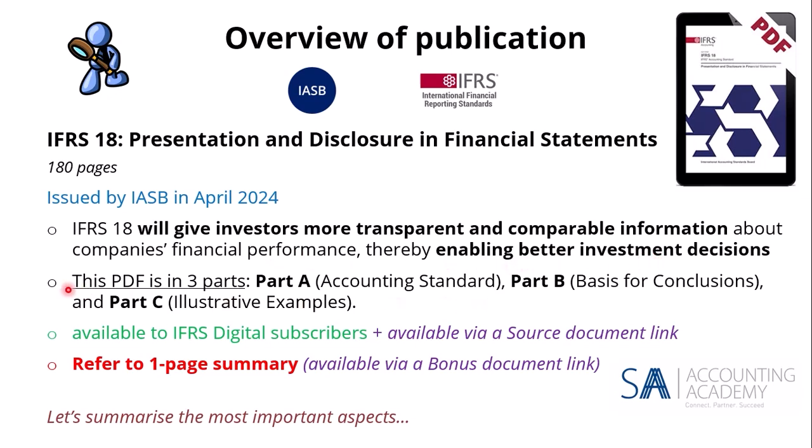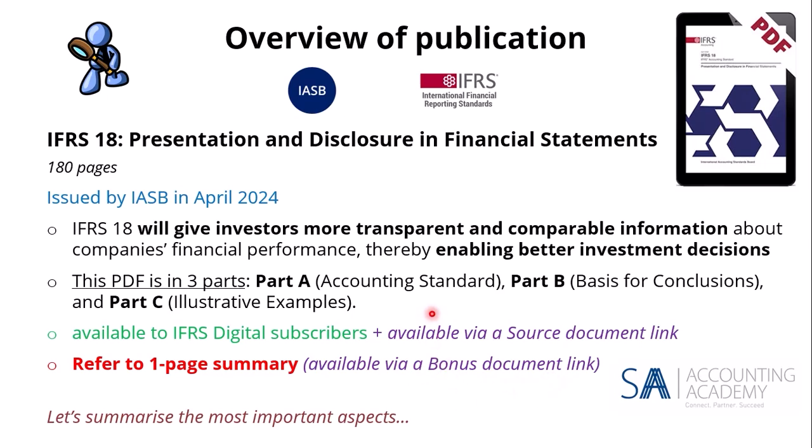So the PDF consists of three parts. Part A is the actual accounting standard. Part B is the basis for conclusions, and Part C is called illustrative examples. So that's what the 180 pages consists of. Like I said, it is available on IFRS Digital, but there's also a nice little one-page summary that I have made available to you via a bonus document link.